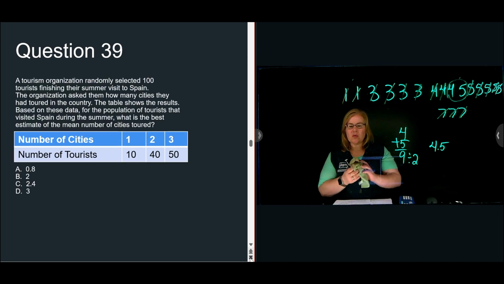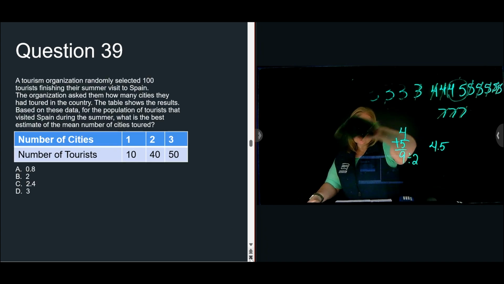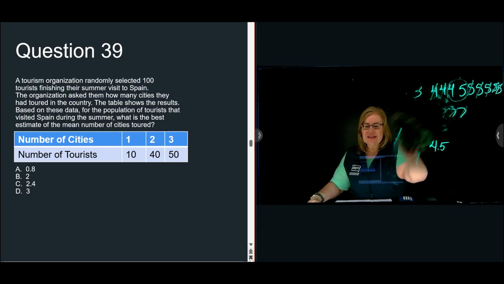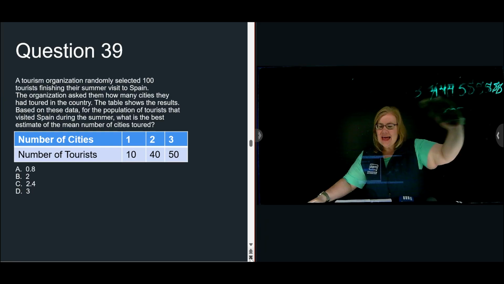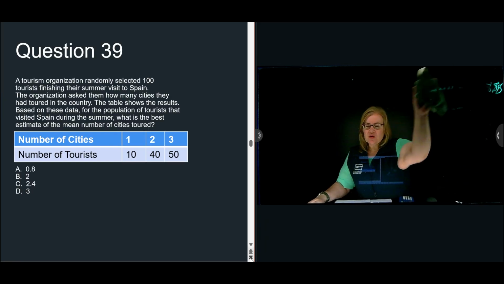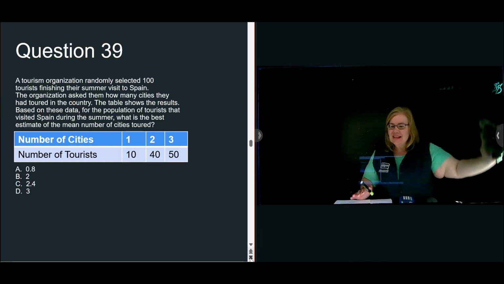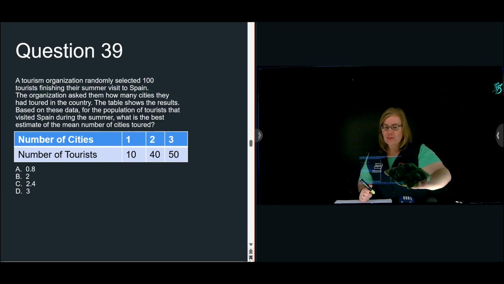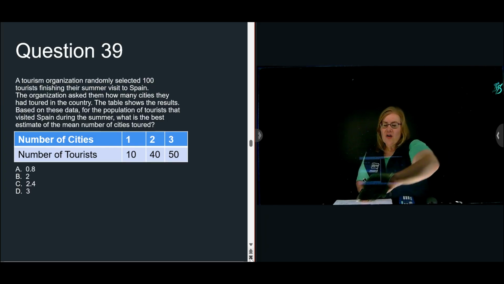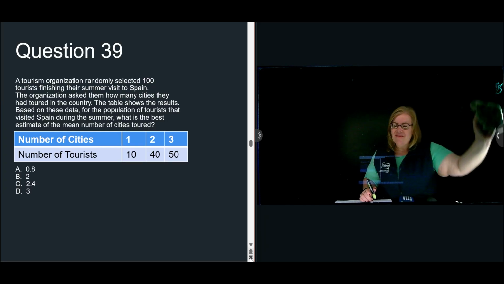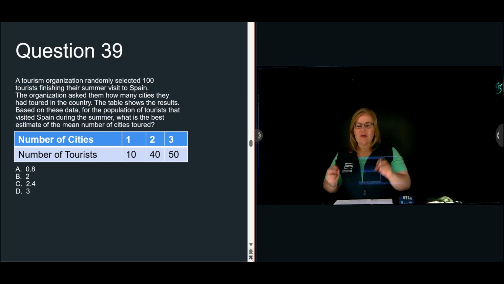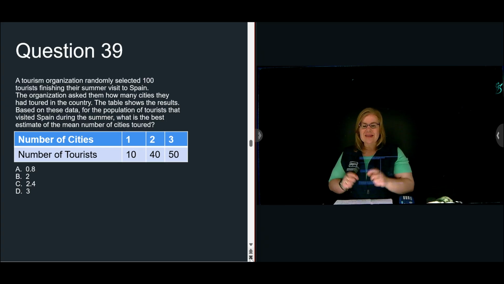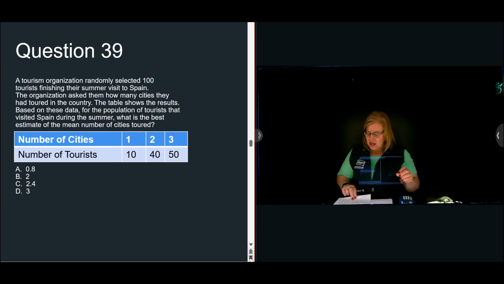It says, a tourist organization randomly selected 100 tourists finishing their summer visits to Spain. The organization asked them how many cities they had toured in the country. The table shows the results based on this data. For the population for tourists that visited Spain during the summer, what is the best estimate of the mean number of cities toured? Okay, so you may be thinking, how am I going to work this problem?